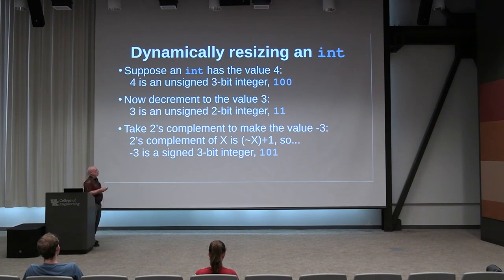Let's say I want to decrement the value to 3. 3 is an unsigned 2-bit integer, so now I go from having 3 bits to having 2 bits. Does that make sense to everyone? All right. If I take the 2's complement to make the value negative 3, the 2's complement of x is not x plus 1. That's the formal equation for 2's complement. So negative 3 is a signed 3-bit integer, and it looks like that. And now the sign bit is here. Again, my bookkeeping keeps track of the fact that now it's a signed value, not unsigned. Does that make sense to everyone? So what you're seeing here is, as I perform each individual operation, I can keep track of how many bits are active, and always use the minimum number of bits to represent everything.